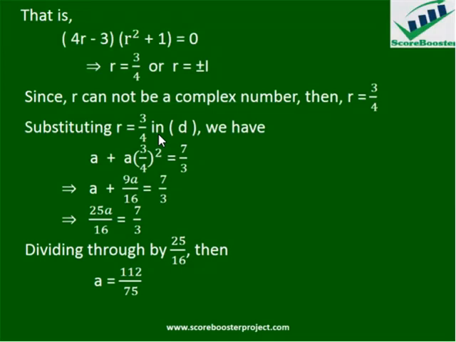equation d, that is the term where we make a the subject of the formula, and the statement for equation d is a plus ar squared equals 7 over 3. So we substitute the value of r, 3 over 4, which is a plus a times 3 over 4 squared equals 7 over 3. And you know 3 squared is 9, 4 squared is 16. That is why we have a plus 9 multiplied by a will give 9a over 16, equals 7 over 3.